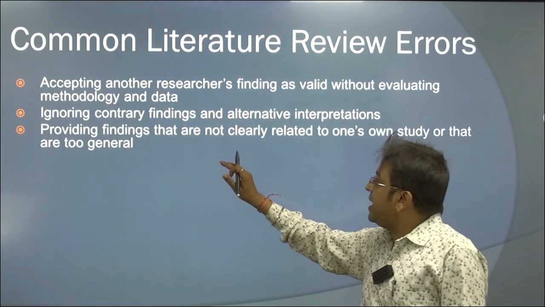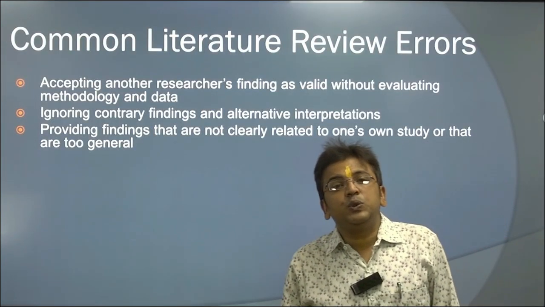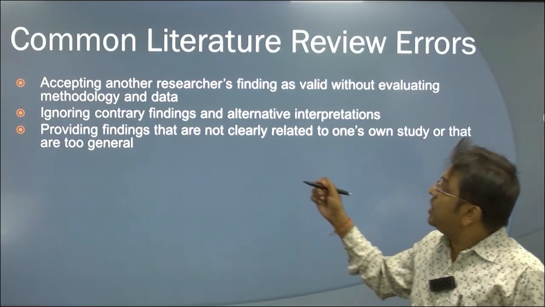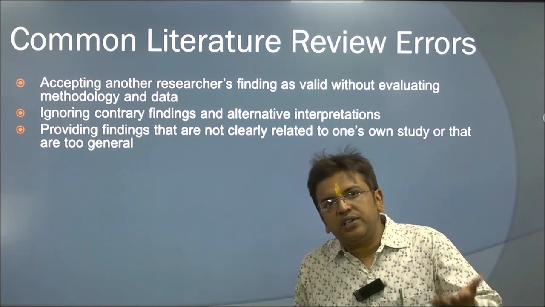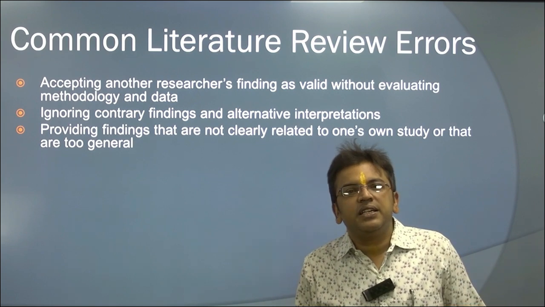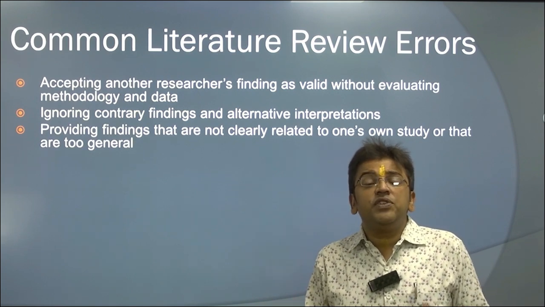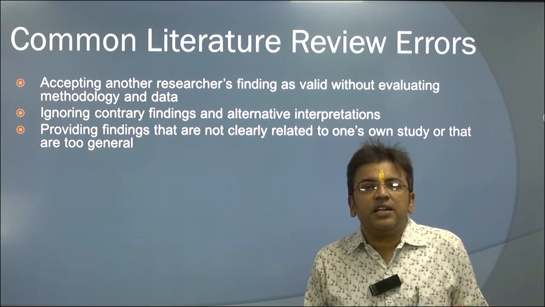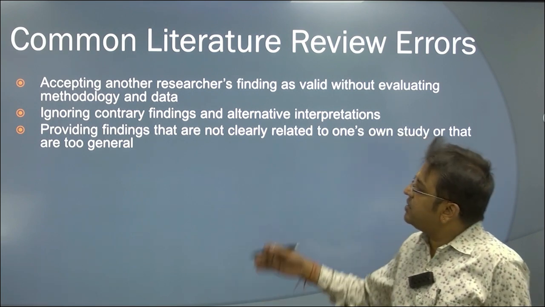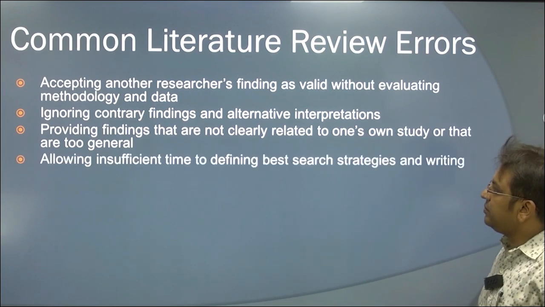Then, providing findings that are not clearly related to one's study or that are too general means here the findings which are too general or not clear are being considered in the study. So whenever you are taking a study which is not clear in itself, automatically a researcher has a problem in his review of literature.